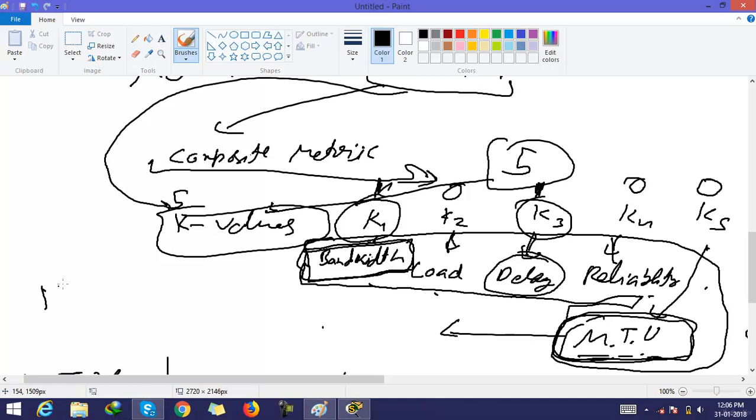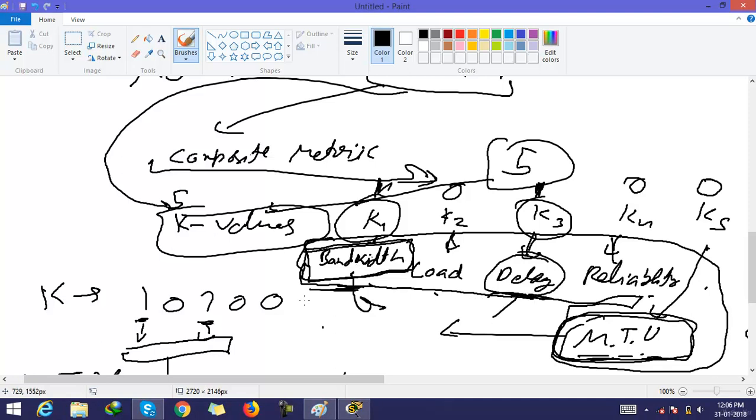It means the default value of K values are 1, 0, 1, 0, 0. It means K1 is 1, K3 is 1. K1 is bandwidth and K3 is delay. So the metric is totally dependent on bandwidth and delay by default. We can change these values. We can check the command for changing these values in our practical part.